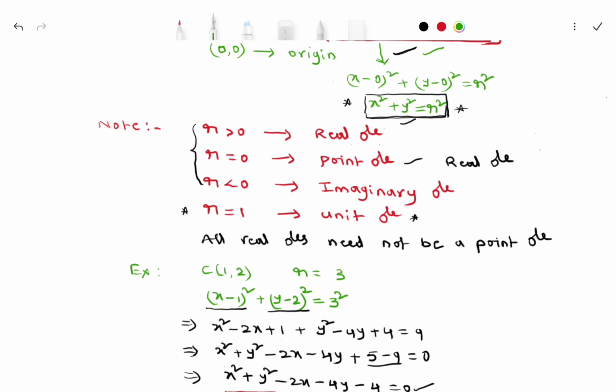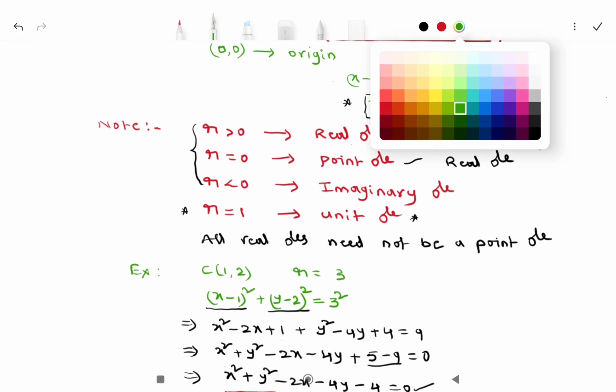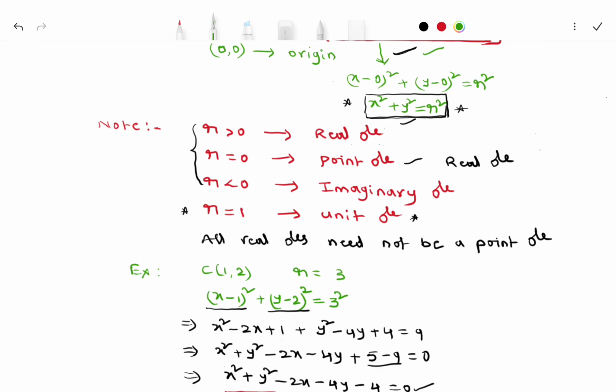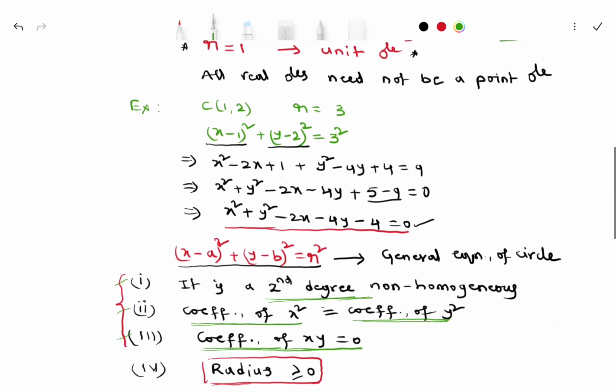But one point we should observe: a point circle is also a real circle, but all real circles need not be point circles. So whenever in a question the given equation represents a real circle, then we have to apply the condition r greater than or equal to 0. That means a real circle is either greater than 0 or equal to 0. So you should apply this condition. Now take one example with the center and the radius.